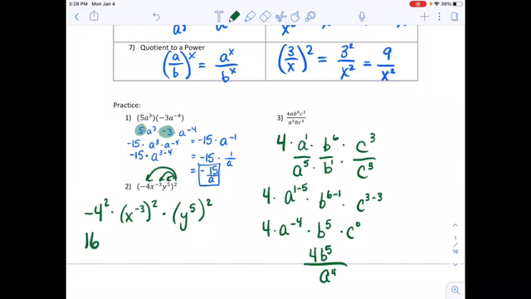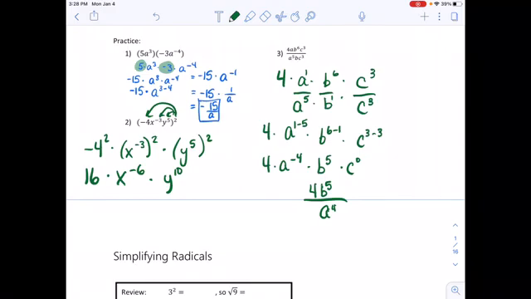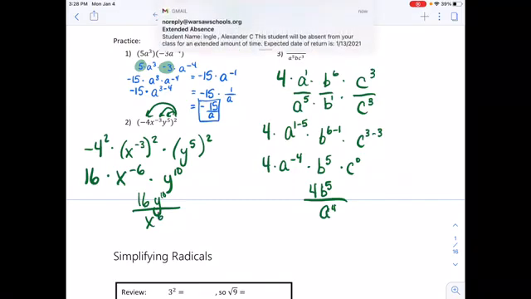So negative 4 times negative 4 is easy enough. That's just 16. But then we get x to the negative 6 and y to the 10th power. We're pretty much done from here, other than the negative 6 is unhappy in the numerator, so we need to flip that exponent and its term into the denominator. So we end up getting 16y to the 10th over x to the 6th.